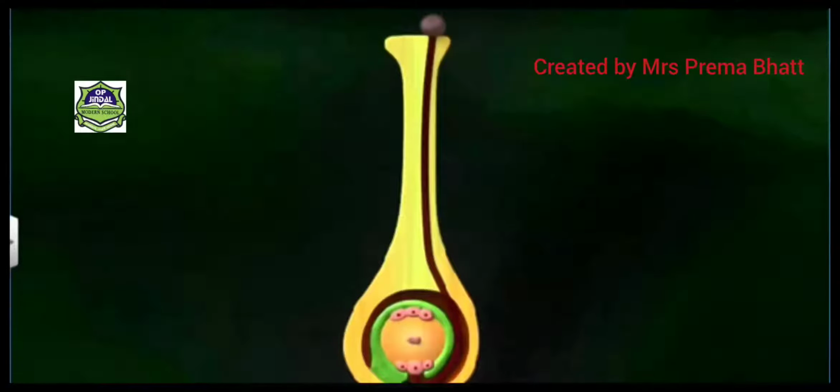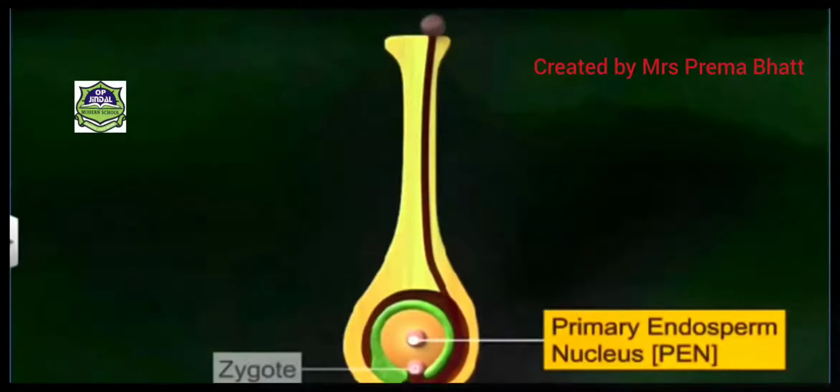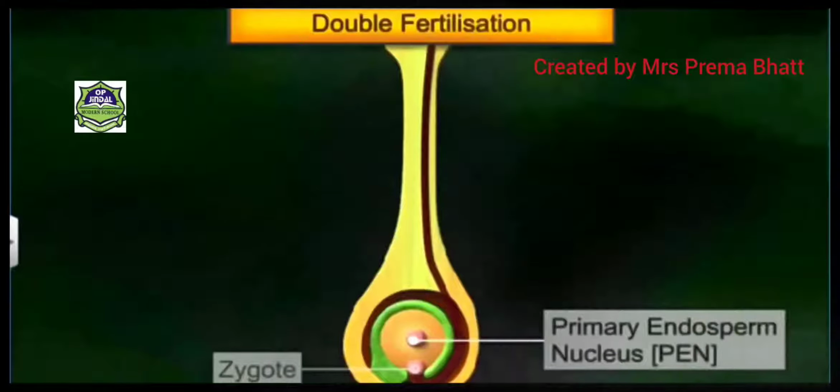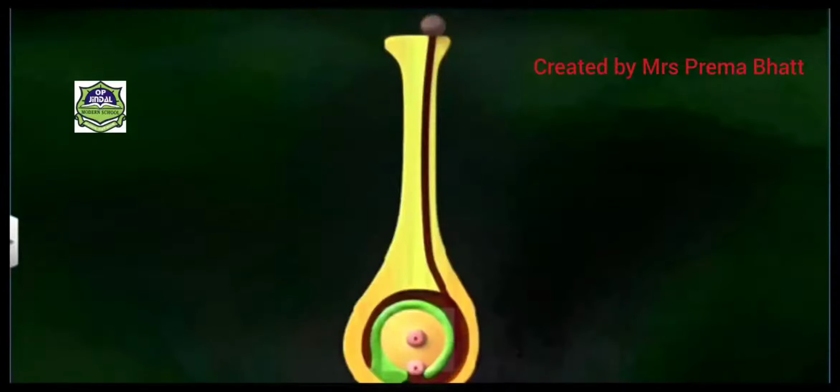So out of these 2, 1 male gamete fertilizes the egg forming the zygote, and the other one fuses with the polar nuclei forming the primary endosperm nucleus, PEN. This process is called double fertilization. Double fertilization is present only in angiosperms.